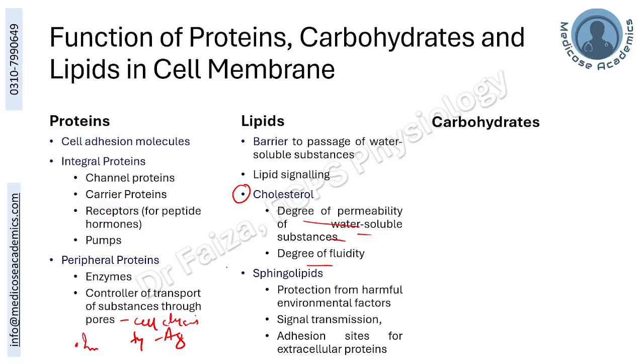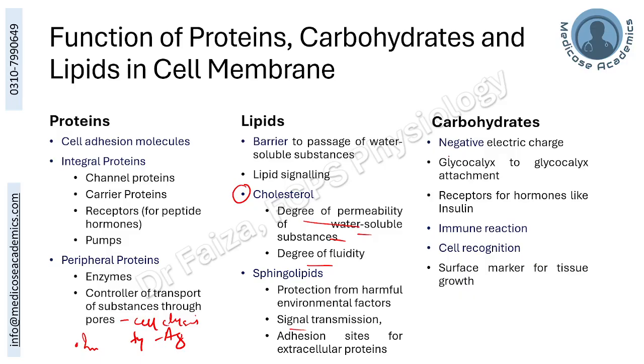Sphingolipids have a role to play in protection from the harmful environment and signal transmission. These are more in the cell membranes of the neurons, and they also act as a site for extracellular proteins, as the phospholipids do.